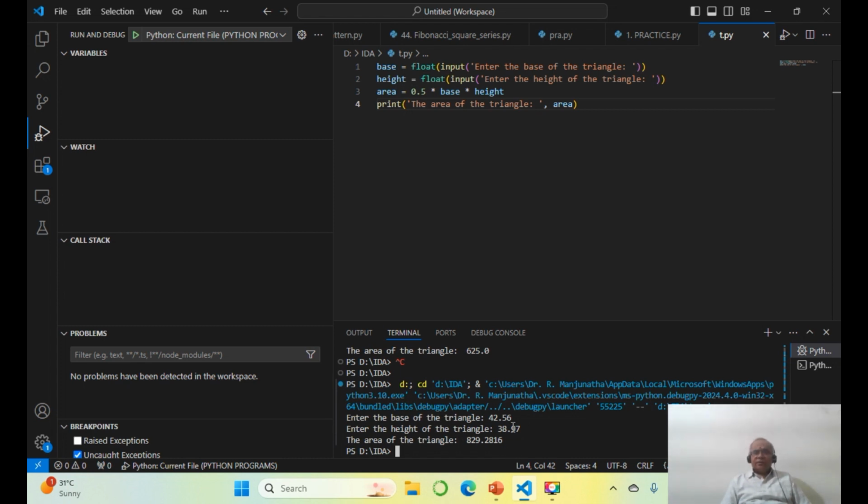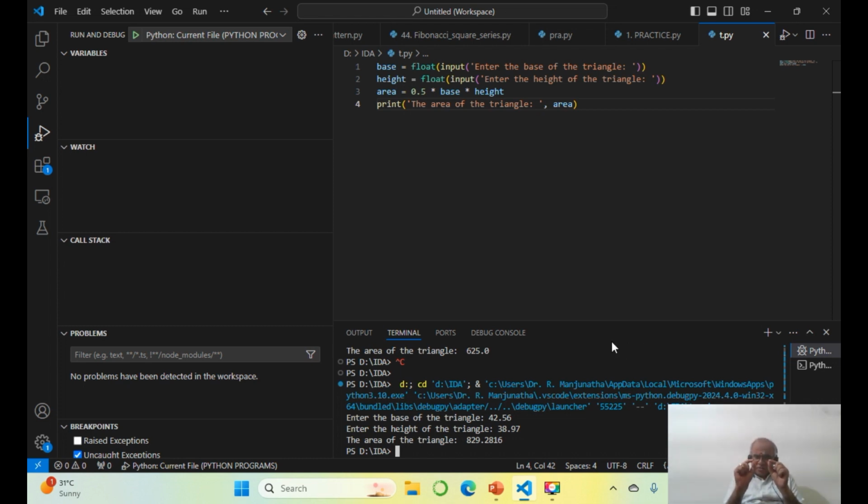So here when you observe the float function, the float variable we are using, that is only so that I can get the accuracy of my area of the triangle. So that is the reason why we are using the float function. Suppose I use an integer, then what happens? It will truncate the value of 42.5 to 42 or 38.96 will be considered as 38.